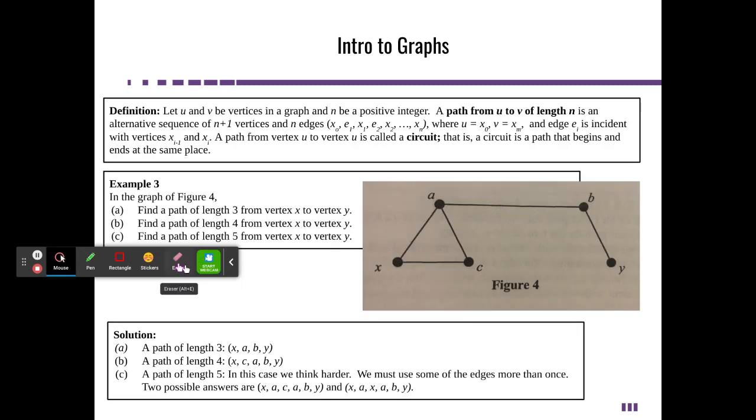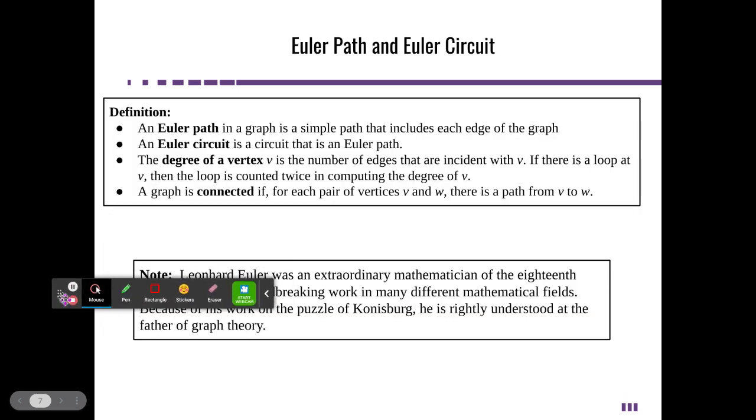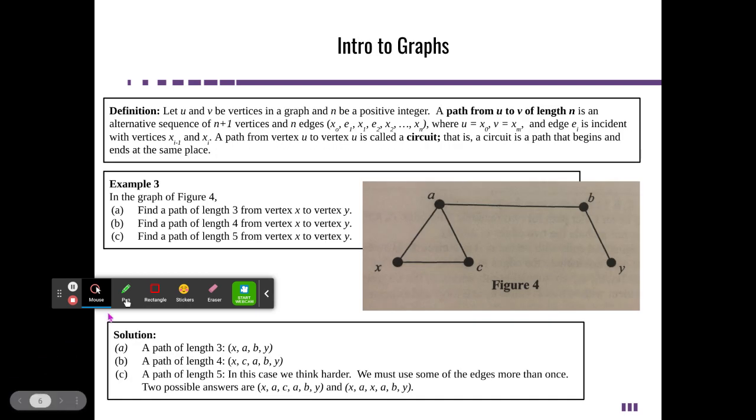All right, some more graph stuff. Once again, act like you can't see the solutions down there, and that'll help this process. Sorry about that. Definition: let U and V be vertices in a graph, and N be a positive integer. A path from U to V of length N is an alternating sequence of N plus 1 vertices with N edges. Now we're building up to not looking at simplified graphs or vertex edge graphs, and to when we can apply this to a more arbitrary situation that applies to everything.